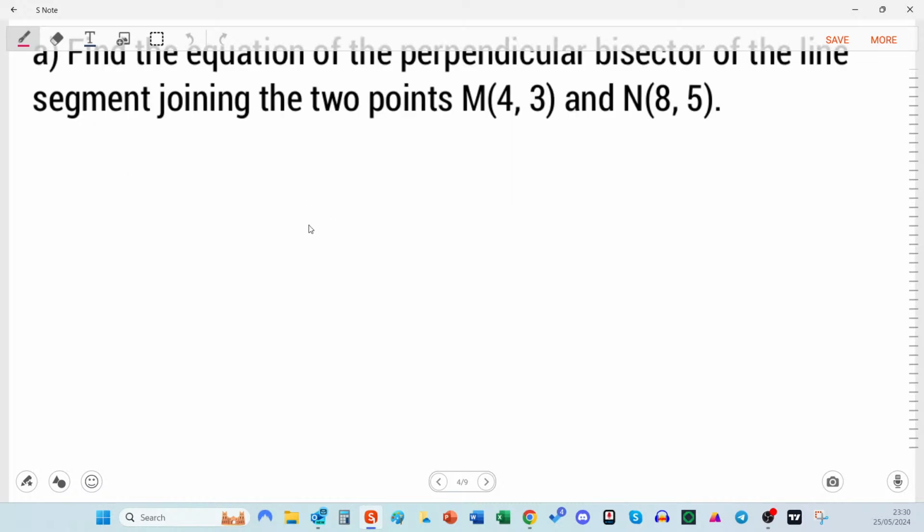Right, so I'm going to draw this. So 4, 3 is M. Let's call it this. And N would be going further along, because 8, and then further up. So it's like here again. And we shall join, like so. And we want the equation of the perpendicular bisector of this line.